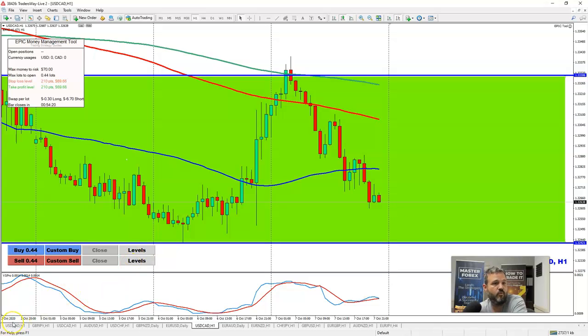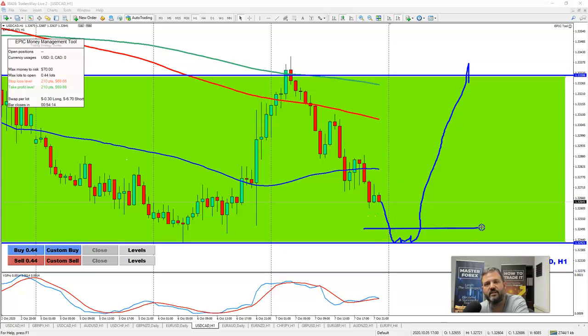But what I'm looking for right now is for price to come down here, do some kind of pin bar pattern, and then to come back up, right? That's what I'm looking for. So I'm going to look for that, and you can get a nice tight stop loss and catch a really big move. That's what I'm anticipating.